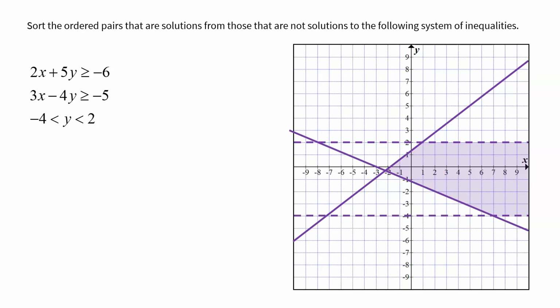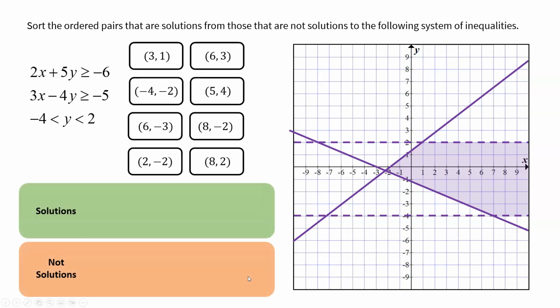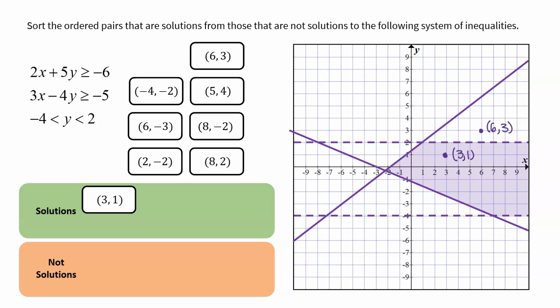Now that you have your feasible region, you can start deciding which of these are solutions or not. Is 3, 1 a solution? Well, if you plot 3, 1, it's right here. It falls right in that feasible region. It's a solution. 6, 3. 6, 3 falls right here. It doesn't fall in the feasible region. It's not a solution.